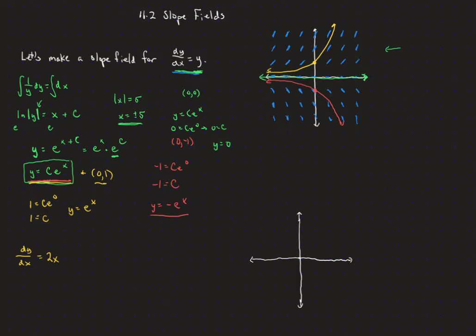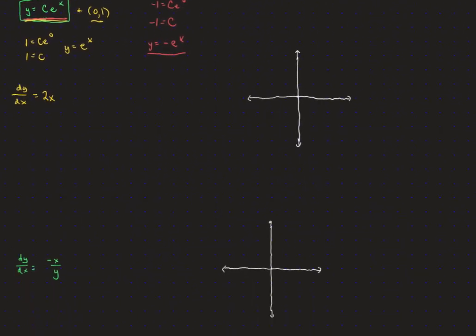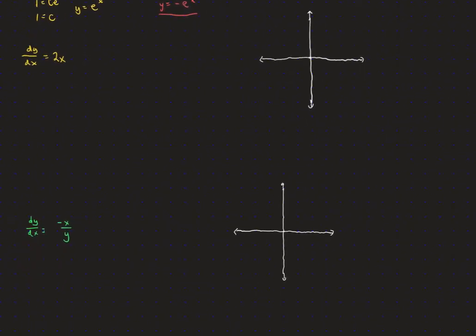Okay, let's try another one. So this time our differential equation is going to be dy/dx equals 2x. Now we can see the slopes are going to depend only on the x-coordinate of the point. So when x is 0, all along the y-axis, we're going to get horizontal tangent lines, because all those points have x-coordinate 0.